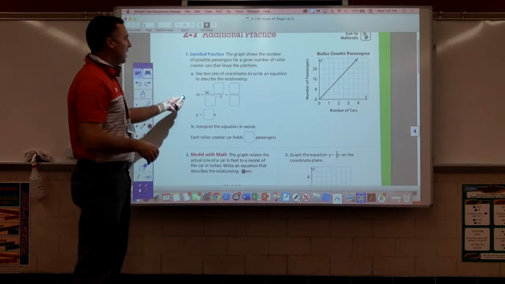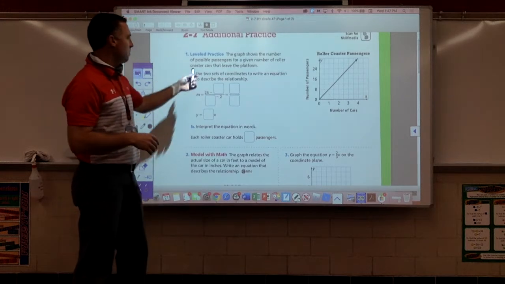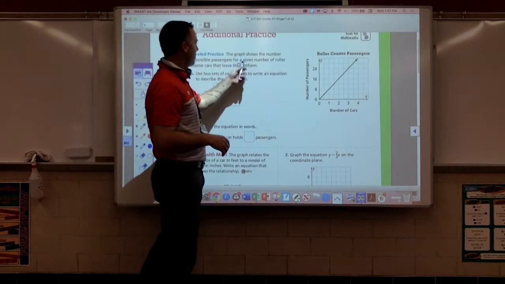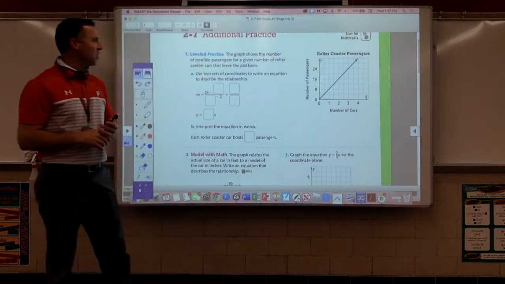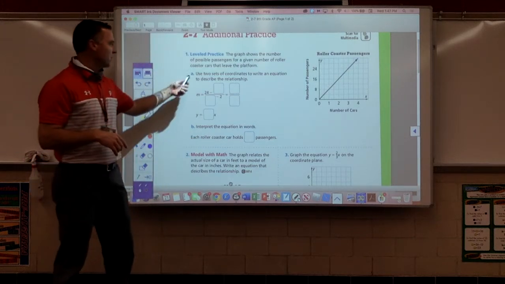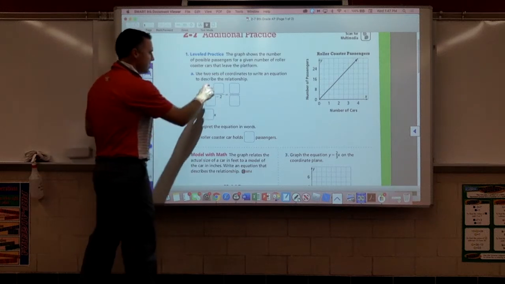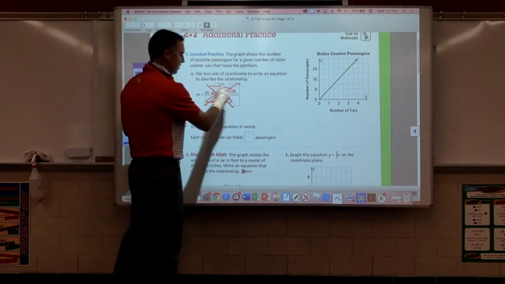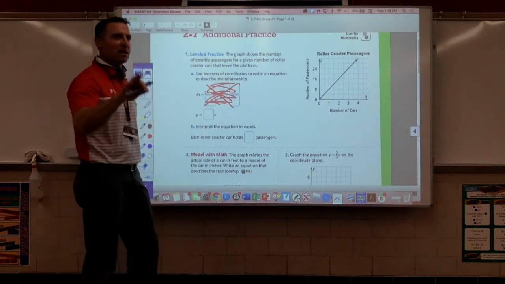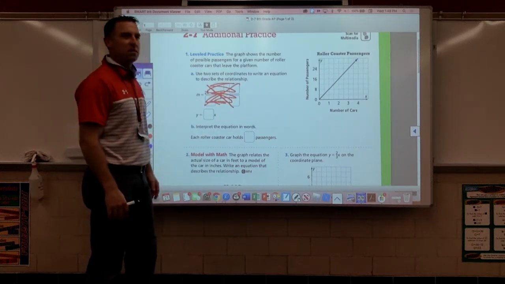Number 1. It says the graph shows the number of possible passengers for a given number of roller coaster cars that leave the platform. Use 2 sets of coordinates to write an equation. Now, folks, they give you this information. I'm going to cross this stuff out if you don't mind.